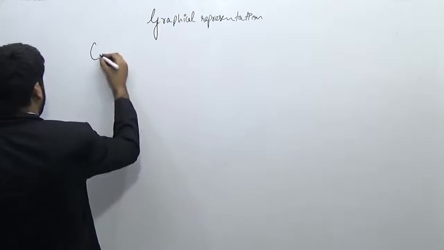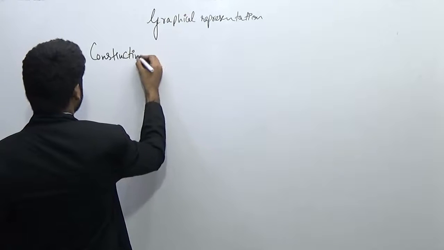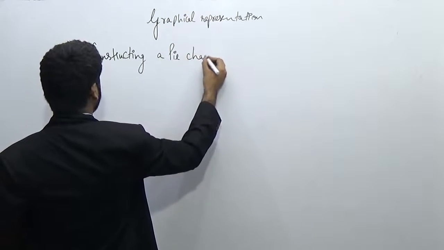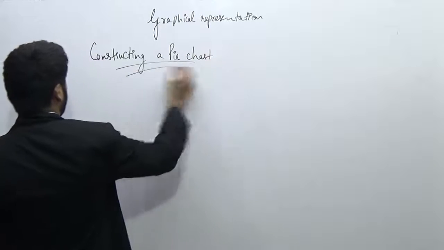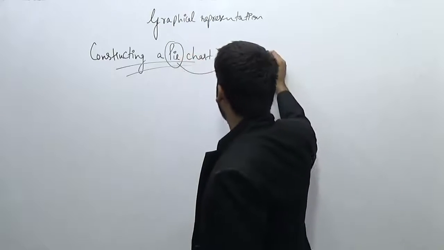Let's see the next graphical representation, which is known as a pie chart. So let's study a pie chart. Now, how did we get this name pie? We got this name from an apple pie.